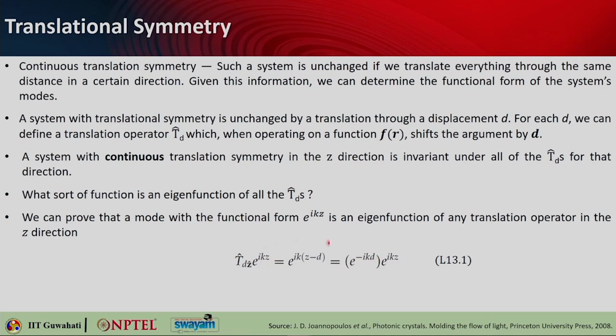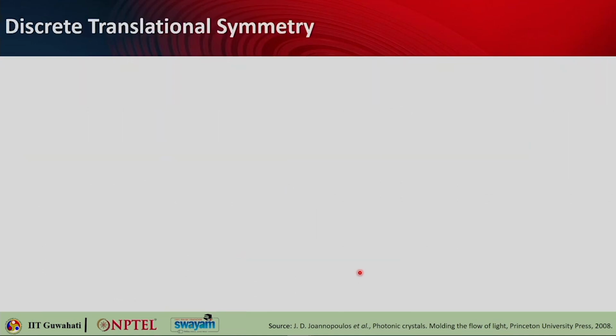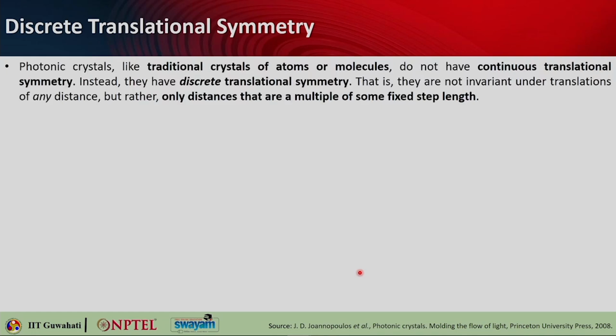So this becomes an eigenvalue equation, and this is the eigenfunction, and this is the eigenvalue. The eigenvalue is e to the power minus i k d. This is happening for any kind of continuous translation. Now what if we have discrete translational symmetry? It means you cannot repeat at any arbitrary distance, but if you repeat the system at a defined distance, you will see the same property. That is what is called discrete translational symmetry.